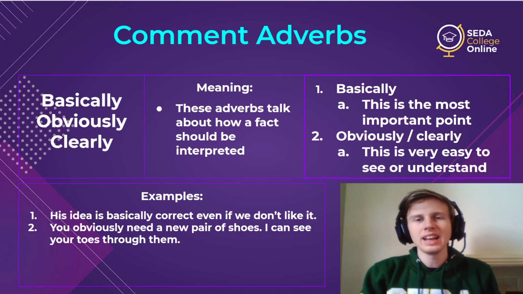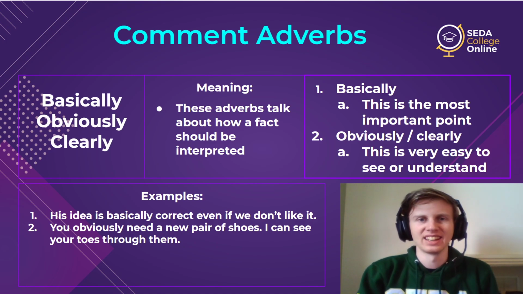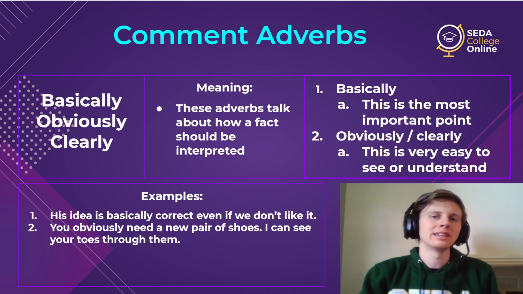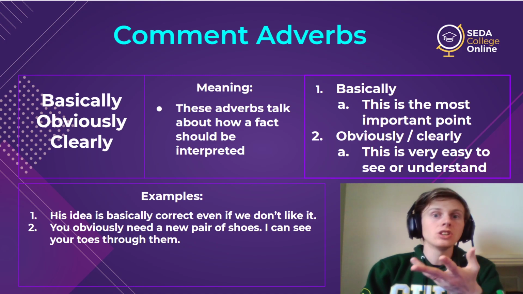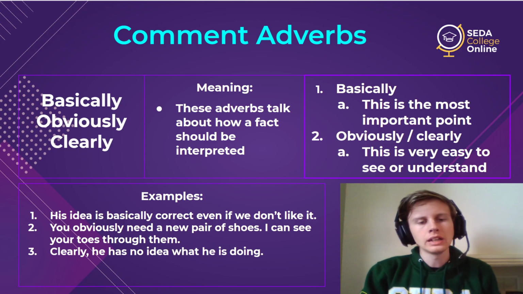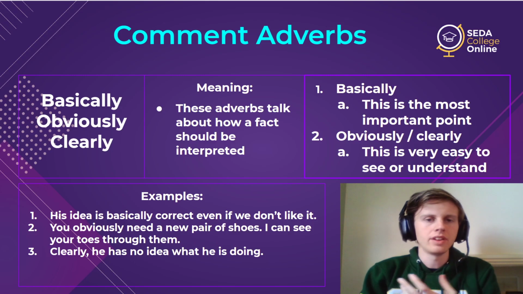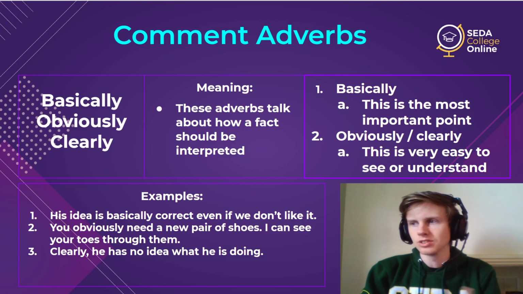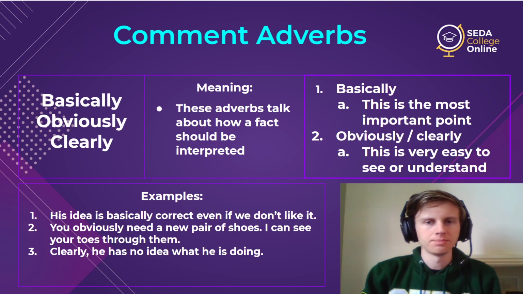So now this is saying, it is very easy to see you need new shoes because there's clear evidence. Obviously and clearly are always talking about evidence of some kind. And my evidence is I see your toes, so you need new shoes. Or something like clearly. Clearly, he has no idea what he is doing. So, this one is, it is very easy to see. He has no idea what he's doing. So you can use these to show how a fact should be interpreted.